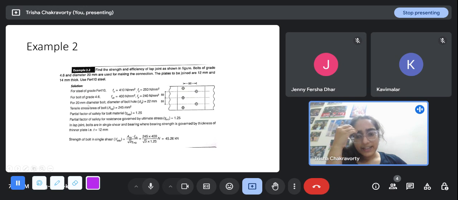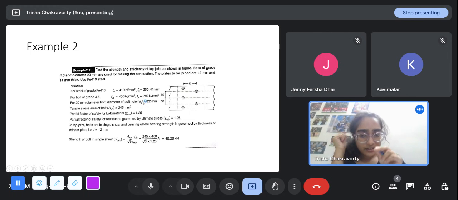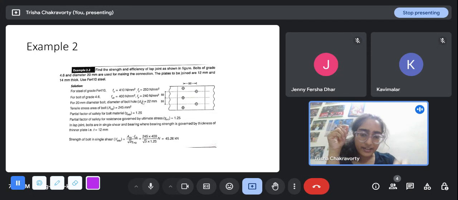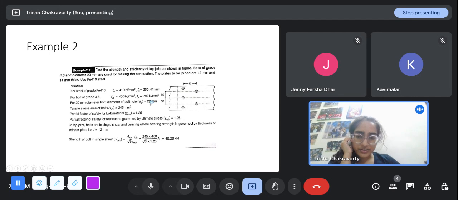For a 20 mm diameter bolt, diameter of the bolt hole will be 22. This d naught is basically the diameter of bolt hole, that is the nominal diameter of bolt plus some clearance. This will be provided in the question, or in the stipulations you are given. The tensile stress area of bolt is 245, as we calculated in the previous question. Partial safety factor for bolt material is 1.25. Partial safety factor for resistance governed by ultimate stress is also 1.25. These are all given in the IS code.